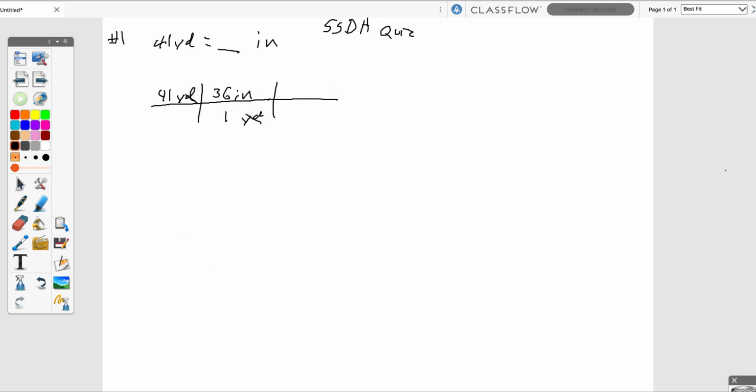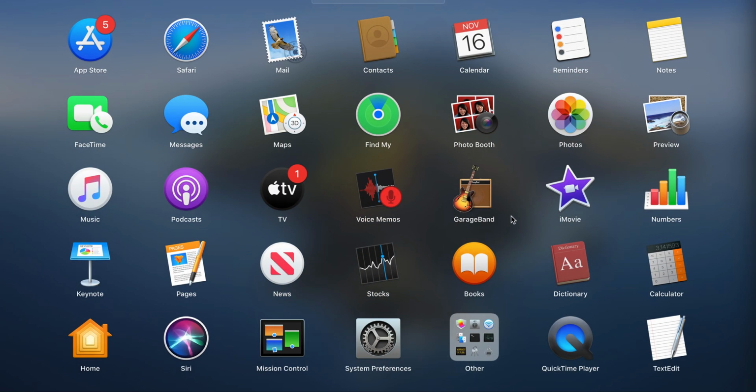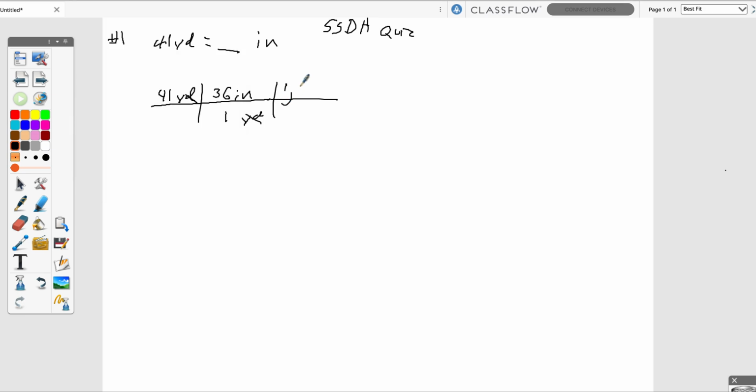Bring up our quick calculator. There's a calculator. Okay, and so when our calculator comes up, we're going to do 41 times 36. And that's going to give us 1,476, and inches is left because we have that left. Cool. All right, you guys, and it did ask for our answer in standard form, so we're going to put a box around this, and this would be your answer. Okay. Number 2.